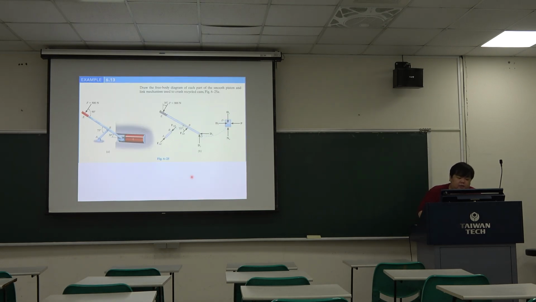Okay, next example, draw the free body diagram of each part of the smooth piston and the link machine.